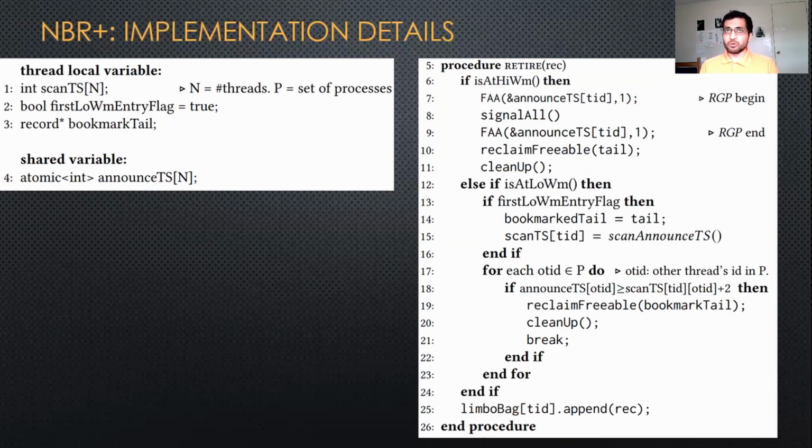Now, a thread, before sending signals of its own, that is before reaching high water mark, hits the low water mark first, right? So the very first time it enters into the low water mark, it will record some metadata. The first is the pointer to the last record that was retired before this thread entered the low water mark. That would be the point up to which, if this thread in future happens to successfully observe a thread sending signals, it would safely reclaim the records in its retired buffer.